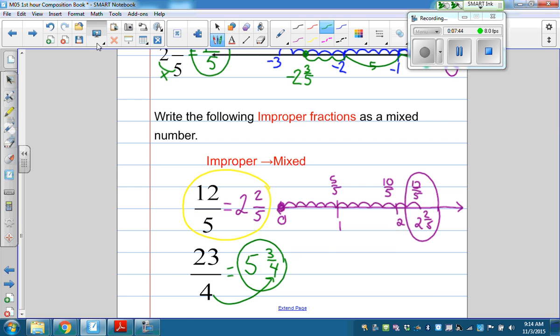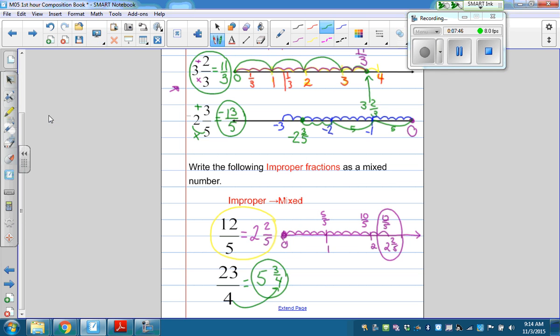Or 5.75. Yes, and if you needed the decimal, it would be 5.75. The other one would be 2.2. And the other one would be 2.4. Right. This decimal, good use of those, that's 2.4. This is 5.75.